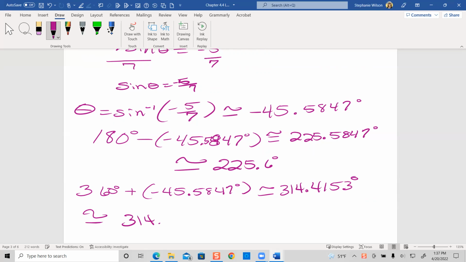And we have to be careful because you don't want to go over 360 degrees, right? Because then you're actually outside of one whole circle, going into another circle. So now there's my 2 values here.